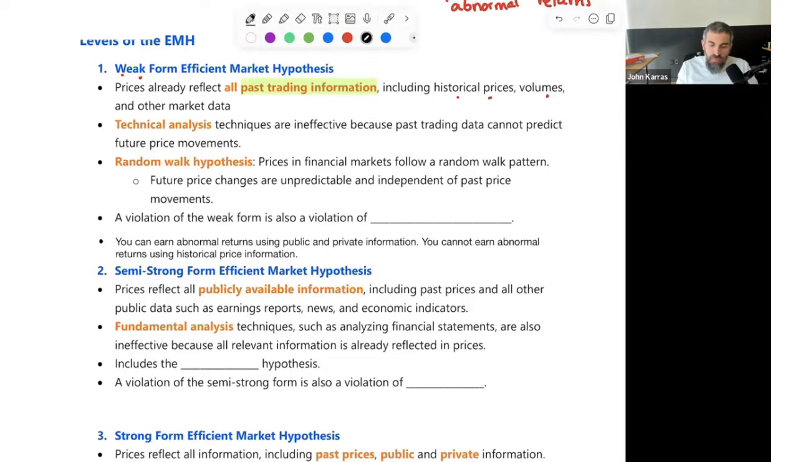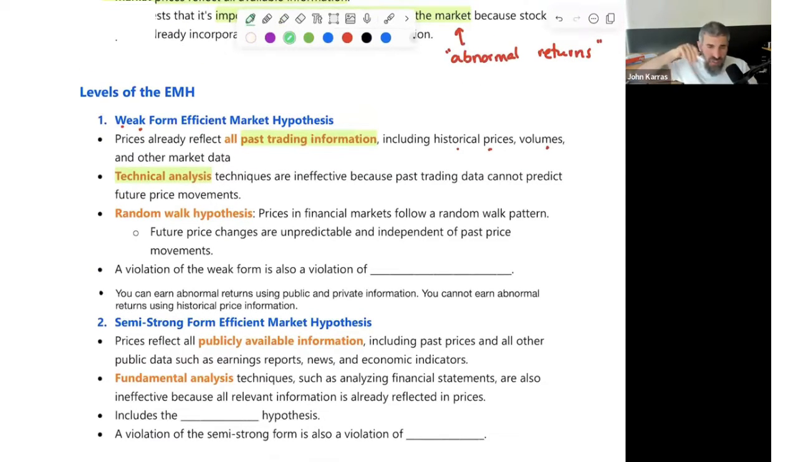Now, if you move to the second level, by the way, technical analysis, like the little things you see here, technical analysis is just what we call using historical information. If you've ever heard that term, technical analysis is when you see people drawing lines on graphs and saying, oh, every time the price goes down by 10%, it goes up by 20%. Any analysis of historical price information is called technical analysis. And this level of the efficient market hypothesis thinks that technical analysis is completely ineffective because of what I said here, because you cannot earn abnormal returns with historical price information. So basically, technical analysis is a big waste of time.